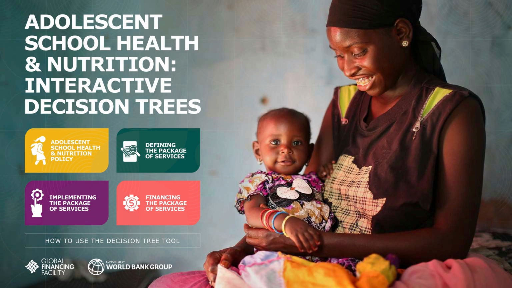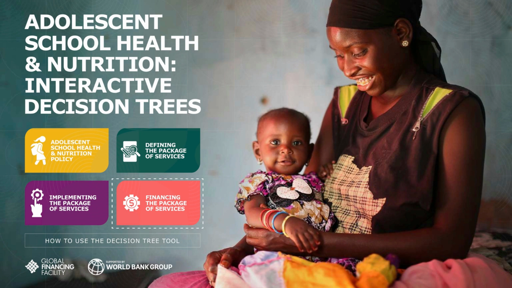The Adolescent School Health and Nutrition Interactive Decision Trees explores 4 processes along the continuum of preparation and implementation of school health and nutrition programming. 1. The policy environment that underpins the National School Health and Nutrition Program. 2. The considerations for determining the basic package of school health and nutrition services. 3. The considerations for equitable delivery of school health and nutrition services, and 4. The budgeting and financial flows to support the delivery of school-based health and nutrition services.